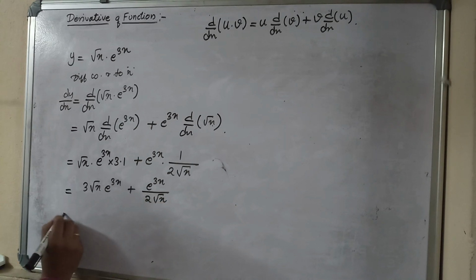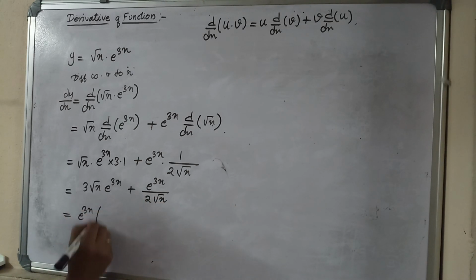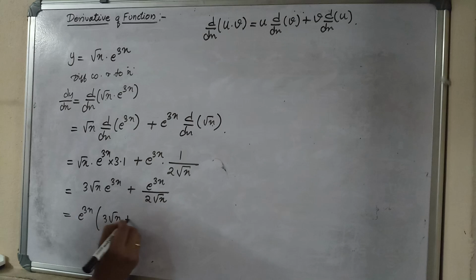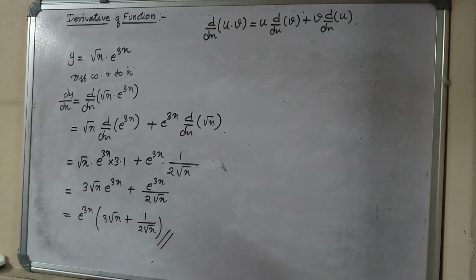Now take e to the power 3x common: 3 root x plus 1 by 2 root x. I'll leave this answer over here only, or you can take the LCM also.